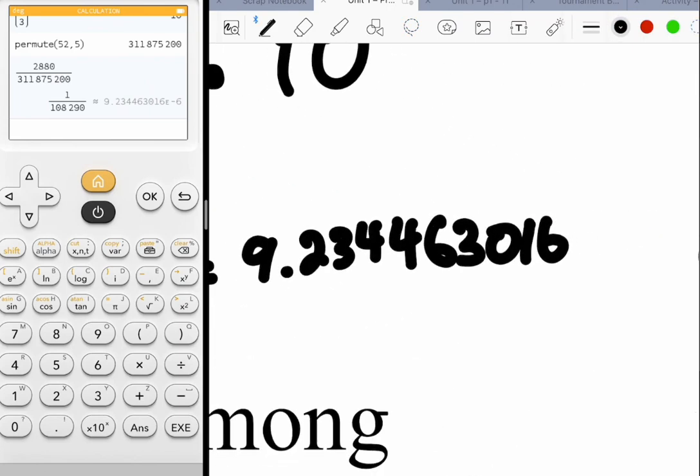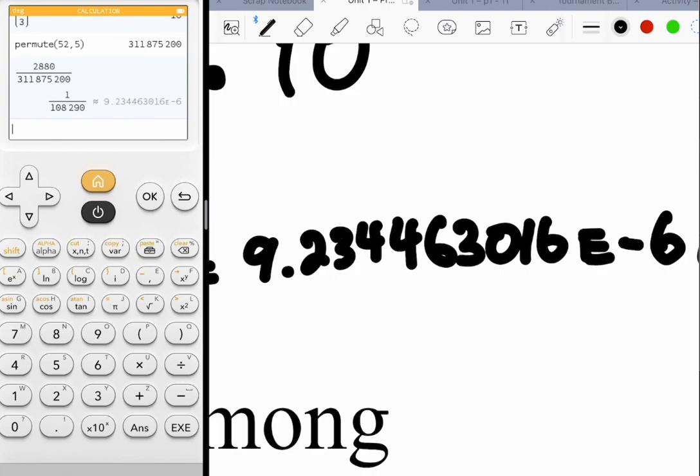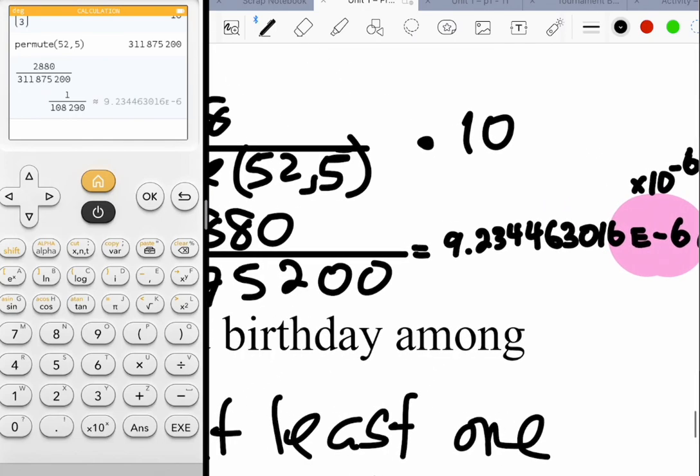So this number, E negative 6. That E in the calculator is scientific notation. It means times 10 to the negative 6th power. So that's what that reference is.